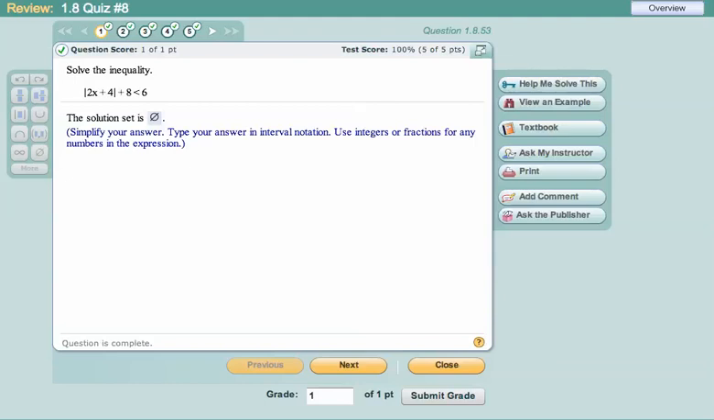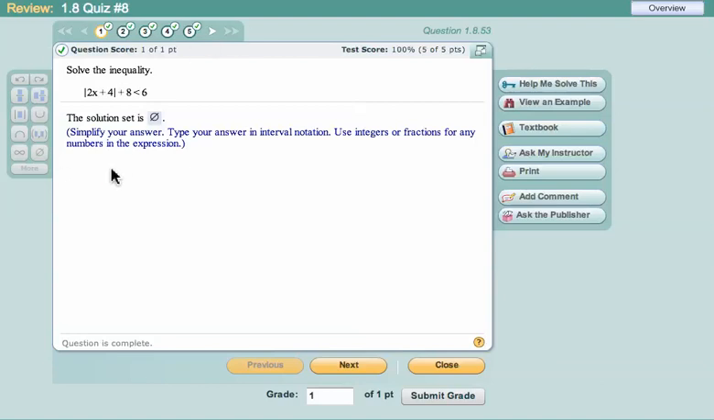Okay, on quiz number 8, we had two problems where people were having difficulties. The first one was question 1.8.53, found in the upper right-hand corner. The question is, the absolute value of 2x plus 4, plus 8, is less than 6. Now the solution set is the null set. Let's see how that's achieved.